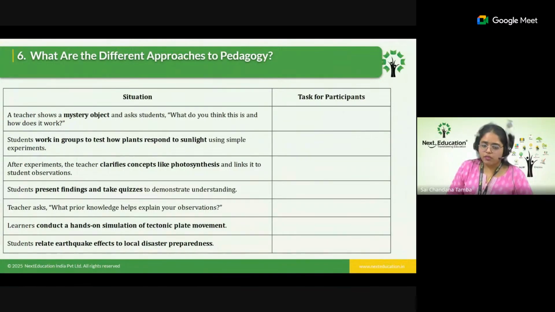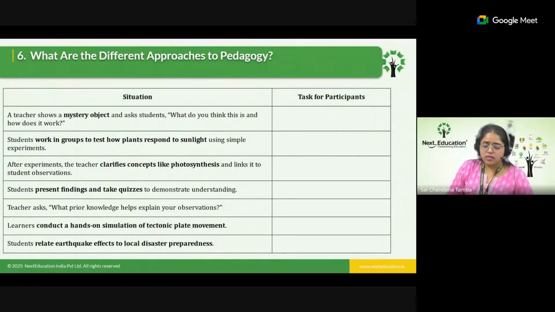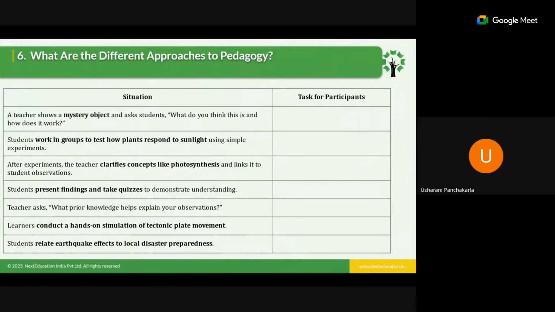Next, students present findings and take quizzes to demonstrate understanding. Evaluation. Yes, evaluation, correct. Next, teacher asks what prior knowledge helps explain your observations. Evaluate. Prior knowledge. Yes, the teacher is asking what prior knowledge a particular student has based on the observations. Recall. And elaborate.